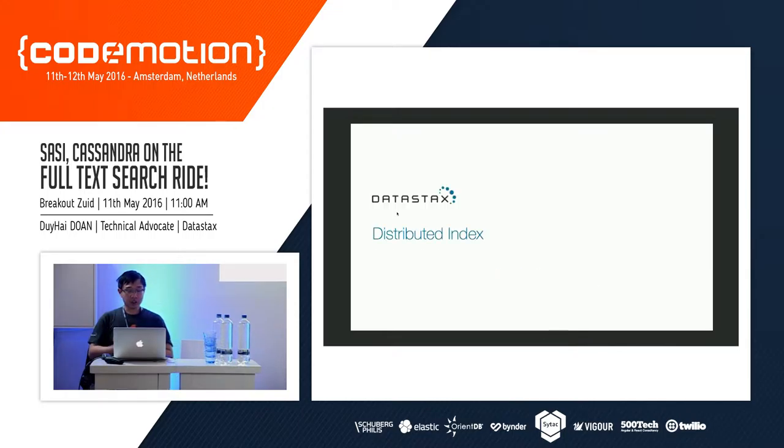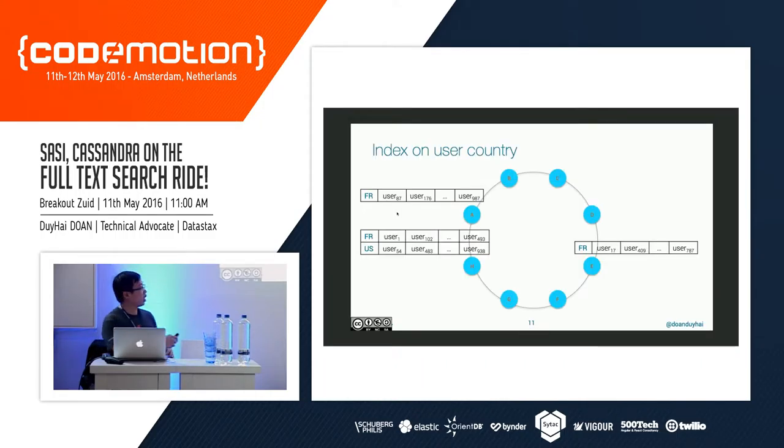First, you need to know that in Cassandra, secondary indexes are distributed, okay? So it means that on each machine, so here I have a cluster of 8 machines. Imagine that I have a table users, okay? And I create an index on user country. The index is distributed. It means that on each node, I have the index value, which is pointing to all the users on my local machine. So for example, I have some French users on this machine, but also on this machine and on this machine, okay?